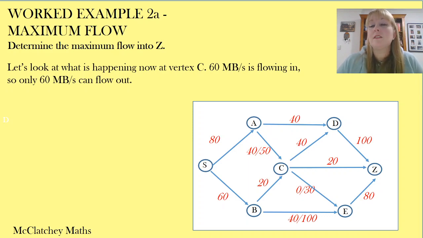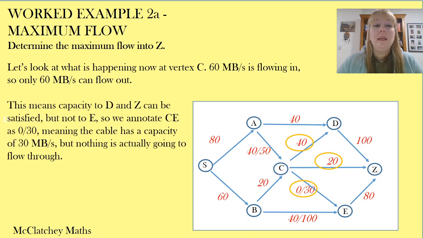Now you'll notice that there are 3 different cables coming out of C. One's going to D, one's going to Z, one's going to E. So the actual capacity of those is 40 plus 20 plus 30, which is 90 megabytes per second, but I can only give that part of the network 60. So I'm going to satisfy the capacity to D and to Z. They're both going to get their 40 and their 20, but I'm not going to send any downloads through to the cable to E. So it's going to have 0 coming to it because there's nothing more to give.